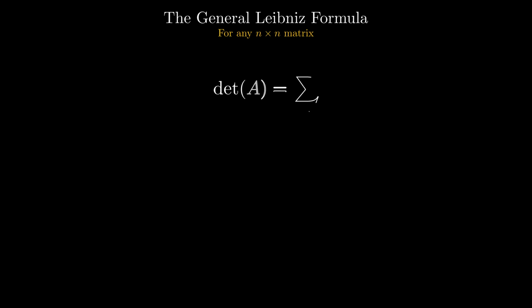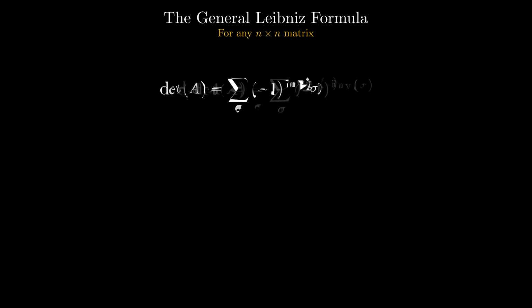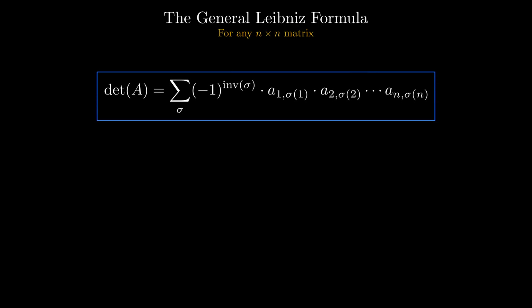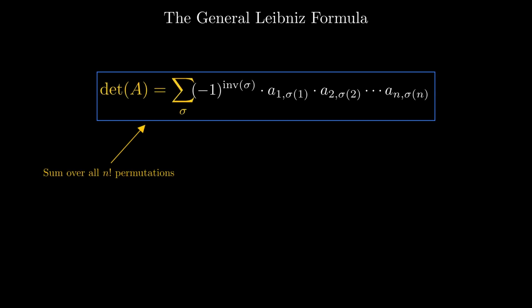Here is the big formula. The determinant of A equals the sum over all permutations sigma of (-1) to the number of inversions of sigma times a_{1,σ(1)} times a_{2,σ(2)}, and so on through a_{n,σ(n)}. Let's break this down piece by piece.